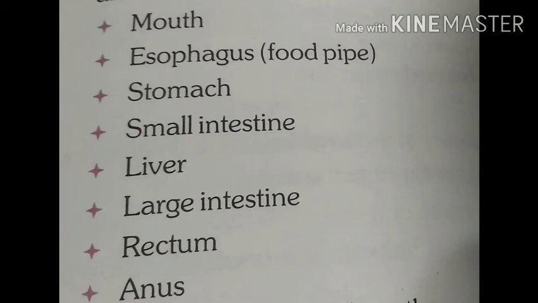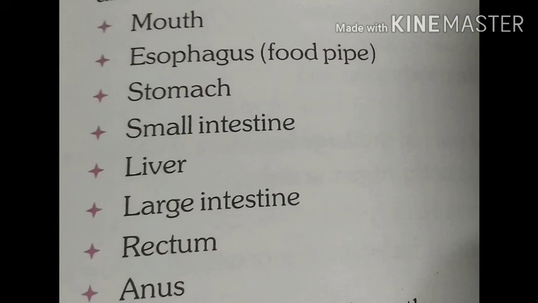After the mouth, the second part is the esophagus or food pipe. The food we eat will pass through the food pipe only, then goes to the stomach. From the stomach it reaches the small intestine, and with the help of the liver, some juices come out from the liver and mix with the food in the small intestine. Then it moves to the large intestine, then to the rectum, and finally the anus.